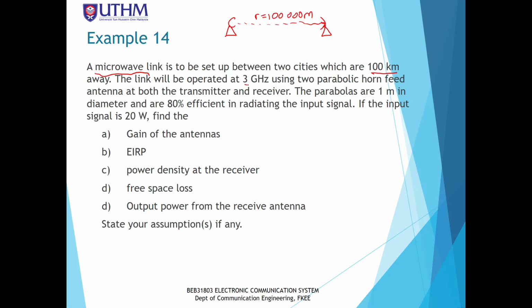The link will be operated at 3 GHz frequency. That means this is a frequency F, using two parabolic horn feed antennas at both transmitter and receiver. Nampak? So di sini dia dah nyatakan kedua-dua antena, transmitter dan receiver, adalah antena yang sama, exactly the same, everything the same. Sama, tidak ada beza. Dan dia menggunakan parabolic shape. Of course, kalau parabolic bermakna dia punya luas kawasan adalah bulat. The parabolas are 1 meter in diameter. Bermakna dia punya R adalah bersamaan dengan 0.5 meter, sebab dia punya diameter adalah 1 meter. That means the radius is 0.5. And the efficiency is 80%, or efficiency kita boleh tulis 0.8.